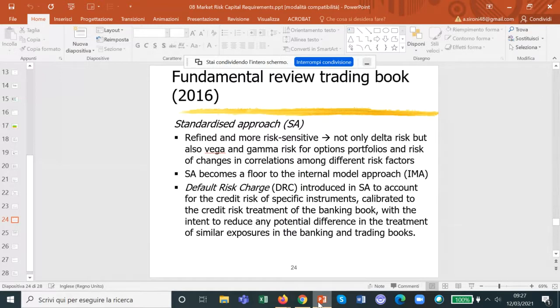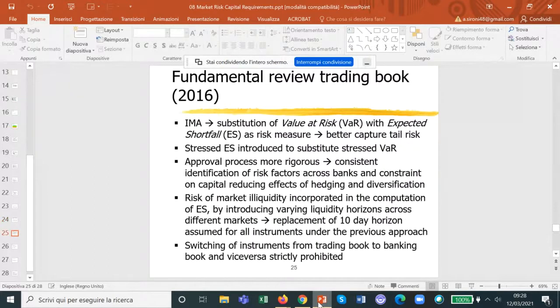Second important point, the standard approach has become a floor to the internal model approach. So in some way, no bank can save capital by moving from the standard approach to the internal model approach. Plus, a kind of IRC has been introduced also in the standard approach. And in this case, it is called default risk charge, i.e. it's an additional capital requirement for market risk in the standard approach that reflects the credit risk component of some instruments in the trading book, okay?